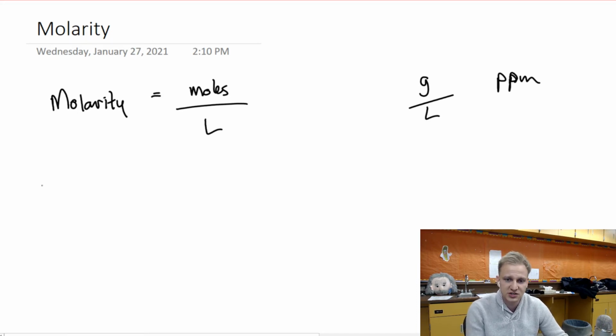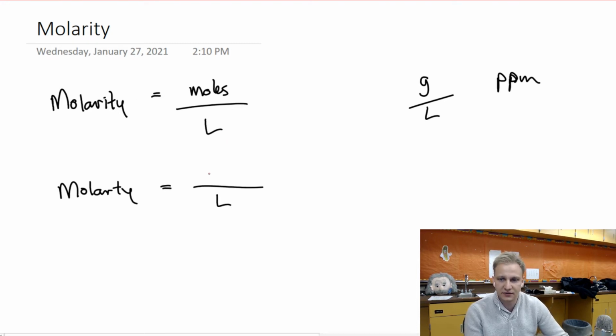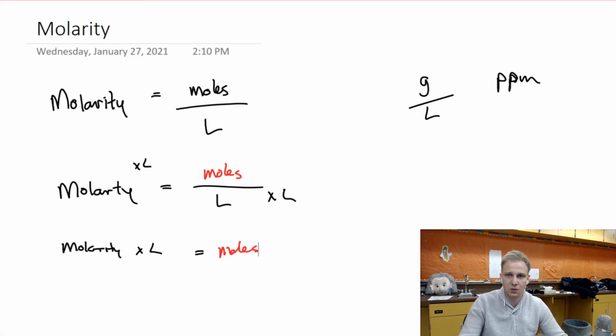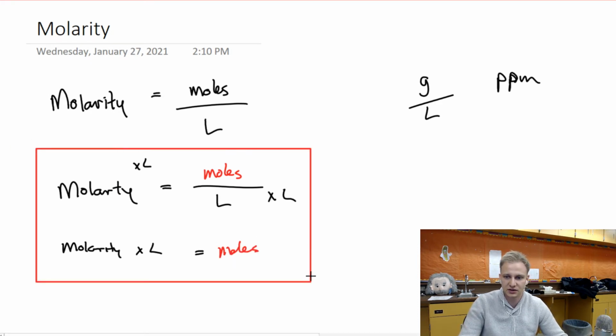So there will be questions where you're just straight up given the molarity. There will be questions where you're given a mole and a liter. And so if you're given molarity and you're given the liters, but you're not given moles, you can solve for the amount of moles by multiplying both sides by liters. And then you get molarity times liters is equal to the unknown moles. And so you can solve for moles that way. That's one of the examples here that you can solve for.